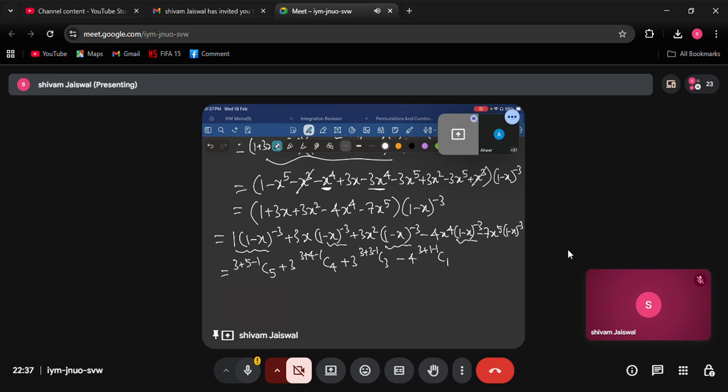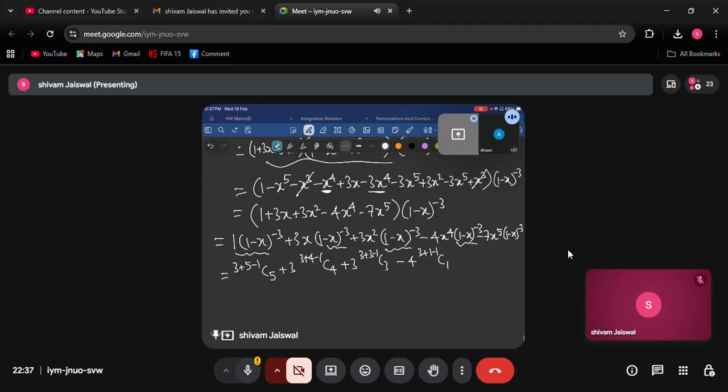Okay. x cube is required. So x cube. And over here we need only 1, so minus 7. Let's see, will we get our answer? The expression is quite huge. So 7C5 is 42.